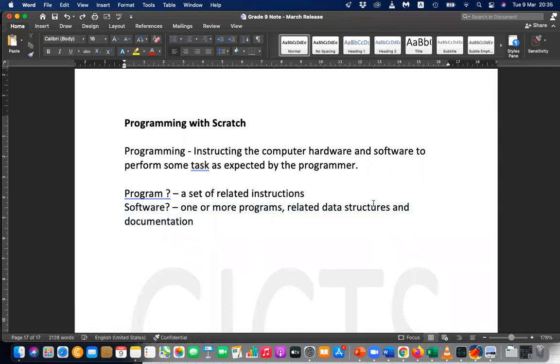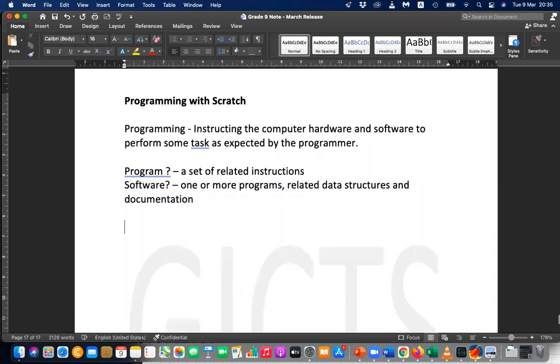And related data structures: software should work with data, and that data also belongs to the software. So data structures are also part of software. So it's programs, procedures, related data structures, and documentation that you can call software. Okay. A program is a set of related instructions. Software is more meaningful.